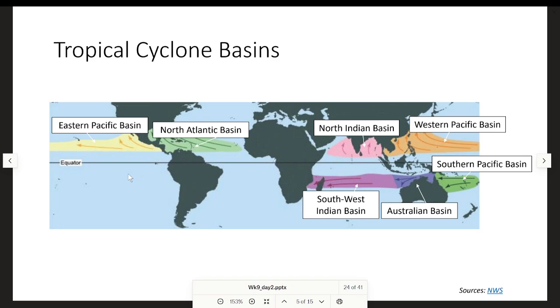Yeah, so here are the names. So we're concerned with the North Atlantic Basin, but these are all the other basins. You can read these if you're interested in their name. Also, with the Eastern Pacific Basin, I've seen hurricanes that have hit Hawaii before that have formed from there. But yeah, you can get these to all form tropical cyclones.